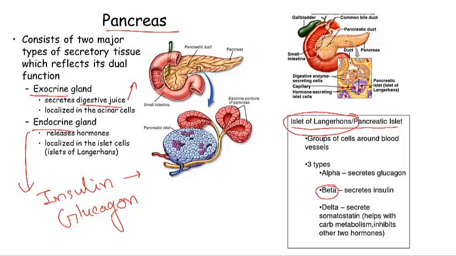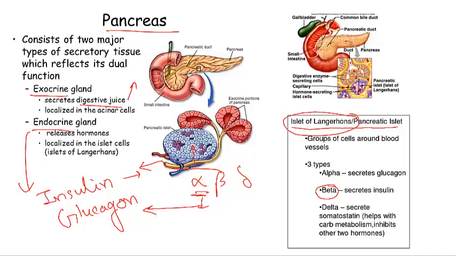Now there are three types of such glands found in the islets: alpha, beta and delta. The alpha produces glucagon, the beta produces insulin, and delta secretes somatostatin, which helps in carbohydrate metabolism and inhibits the other two hormones, which are both insulin and glucagon.